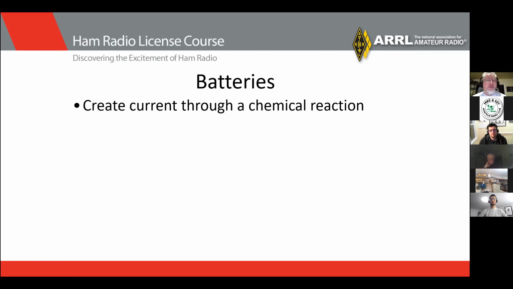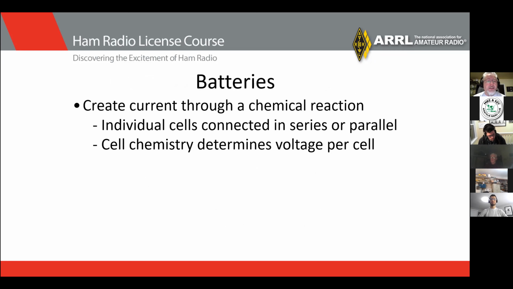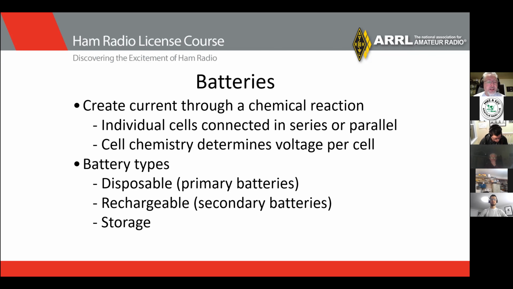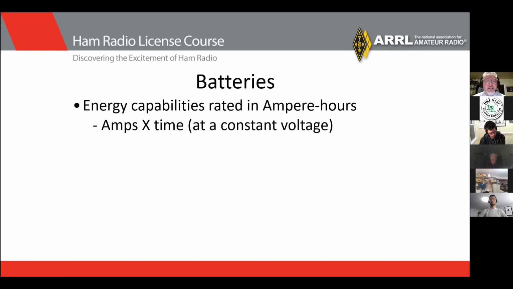Batteries create current through a chemical reaction. Individual cells are connected in series or in parallel. Cell chemistry determines the voltage per cell. Different battery types: you have disposable, which are called primary batteries, or rechargeable, which are secondary batteries. And you also have storage batteries. Energy capabilities are rated in ampere hours: amps times time at a consistent voltage.